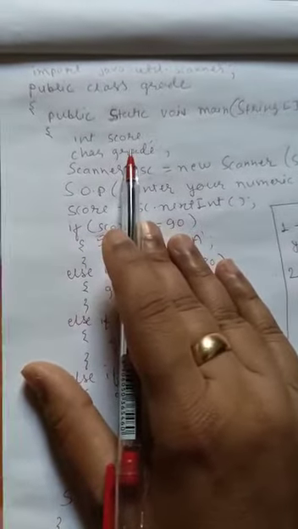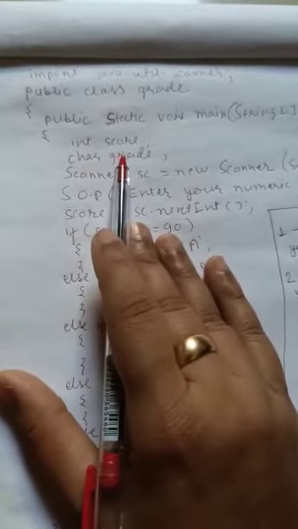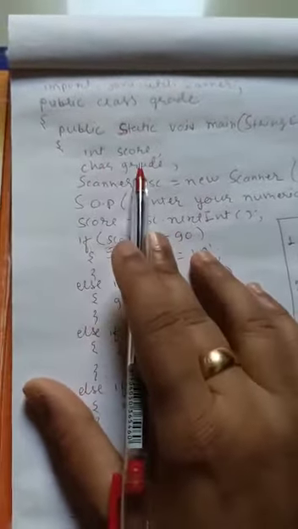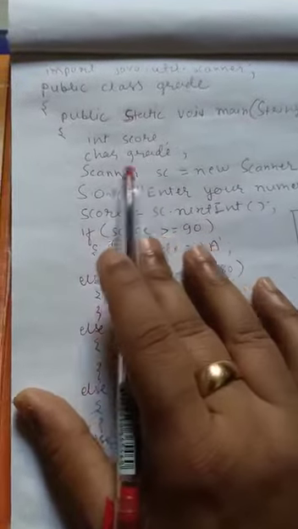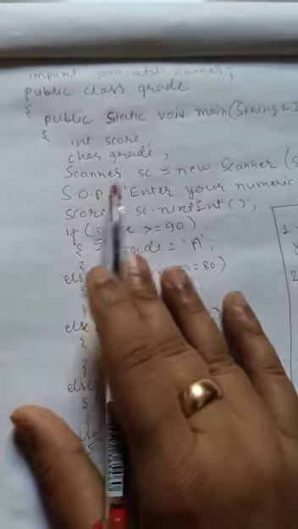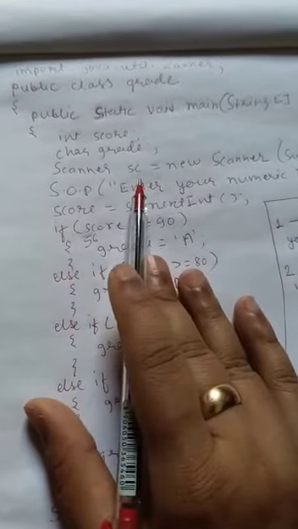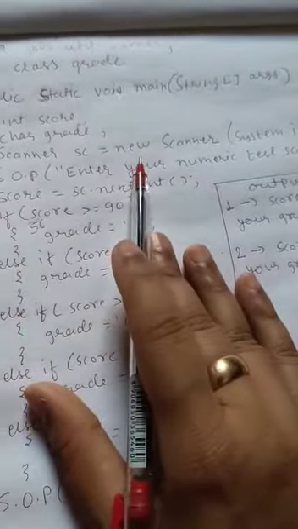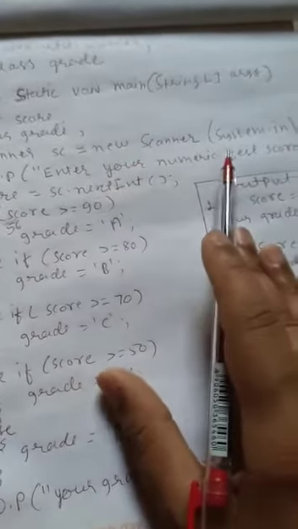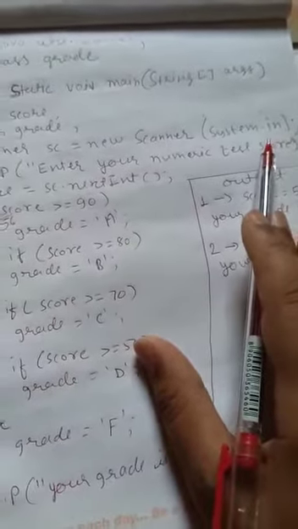One is score, which is of integer type, meaning whatever value you take from the user will be numeric only. Then on the basis of score we will find the grade, which will be a character. Then I'm making one object of the Scanner class, that is sc, you all know about it. Then we are using the new keyword. Using this we will create the memory for this object, and System.in is used for the input.